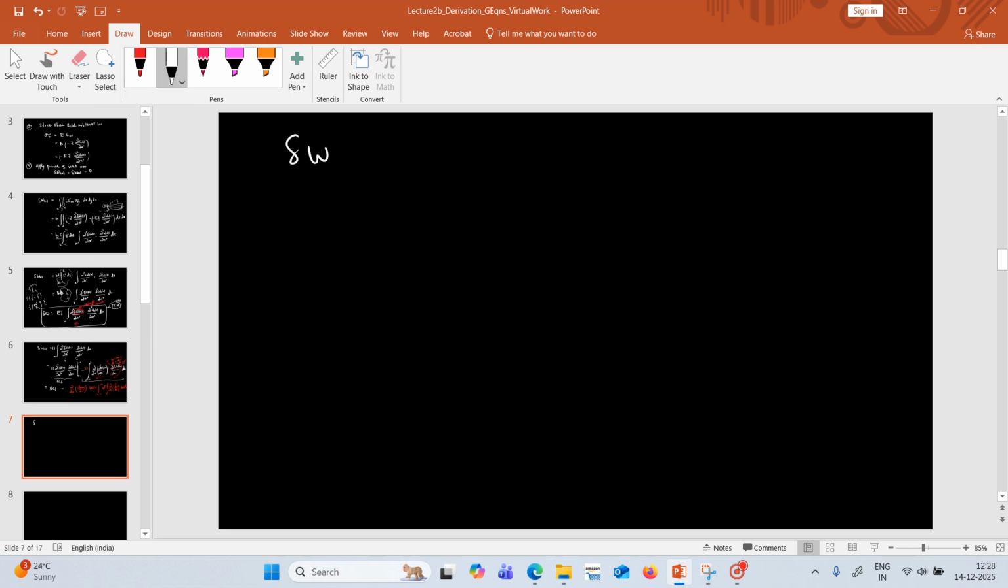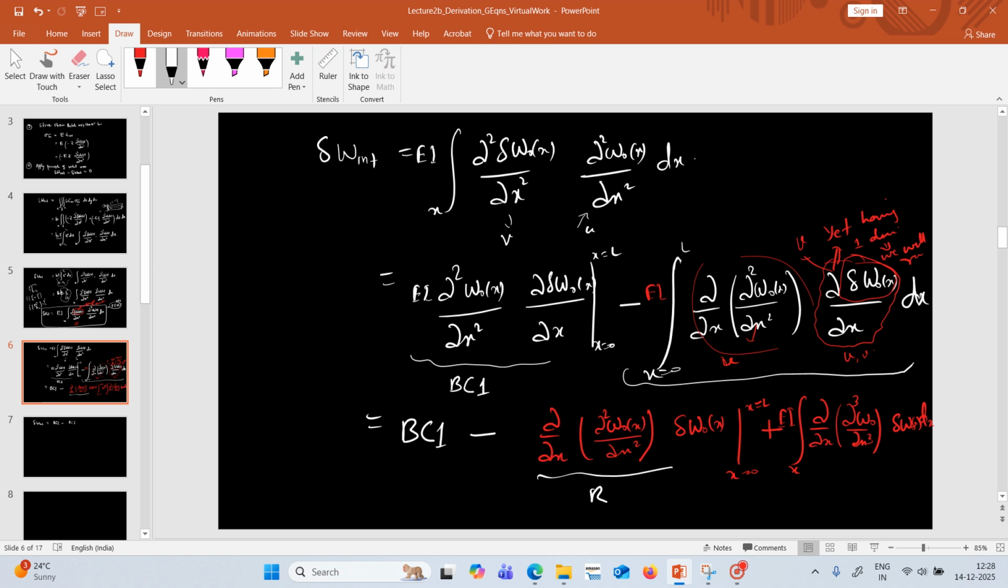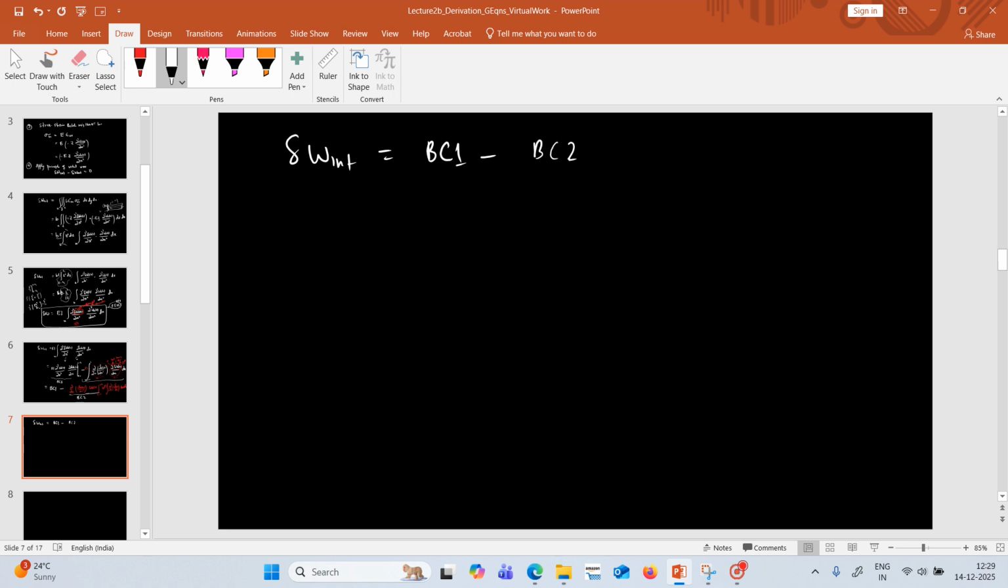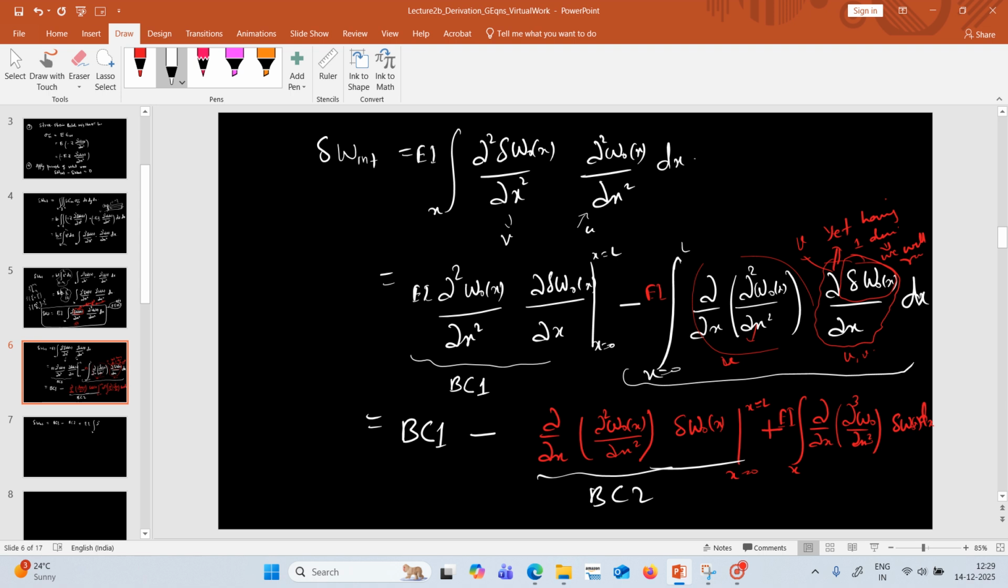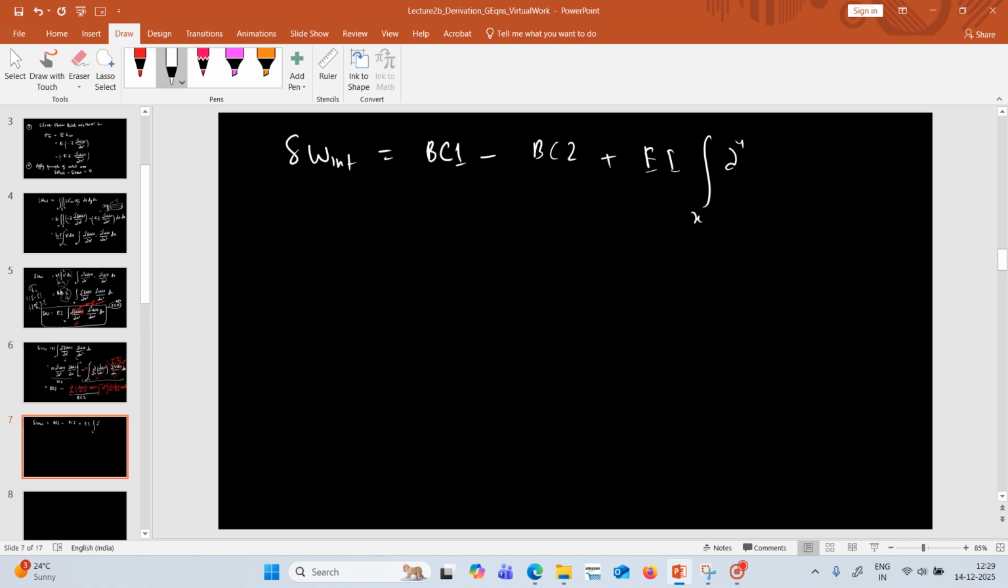So now we can write delta work internal equals boundary value 1 minus boundary value 2, let us say Vc1 and Vc2, and then further plus EI integral of del 4 w naught of x by del x 4, and then delta w naught of x dx.